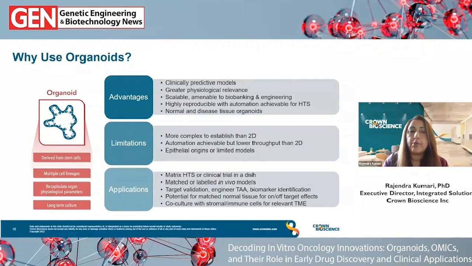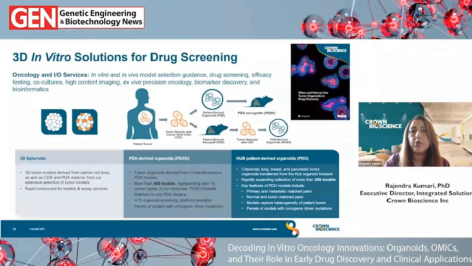You've got many different models that can be used across different patients, so you can actually capture the diversity. And you can also then have matched in vivo downstream models to progress if needed. And then also these can be applied to different stages of drug discovery. So you can do studies as early as target validation, all the way through to biomarker identification, as well as engineer them and do co-culture studies. So there's potential for tox studies using the normal tissue, as well as immuno-oncology studies because of that co-culture capability.